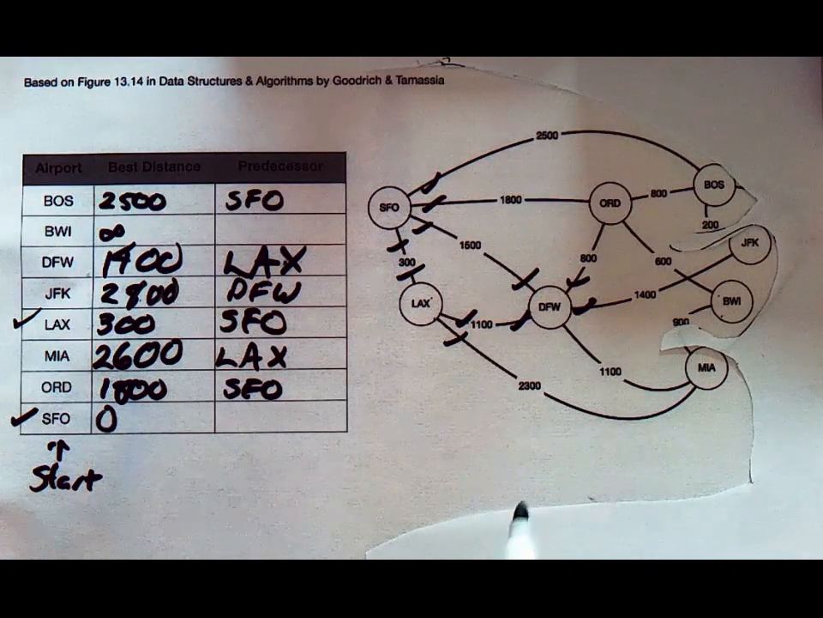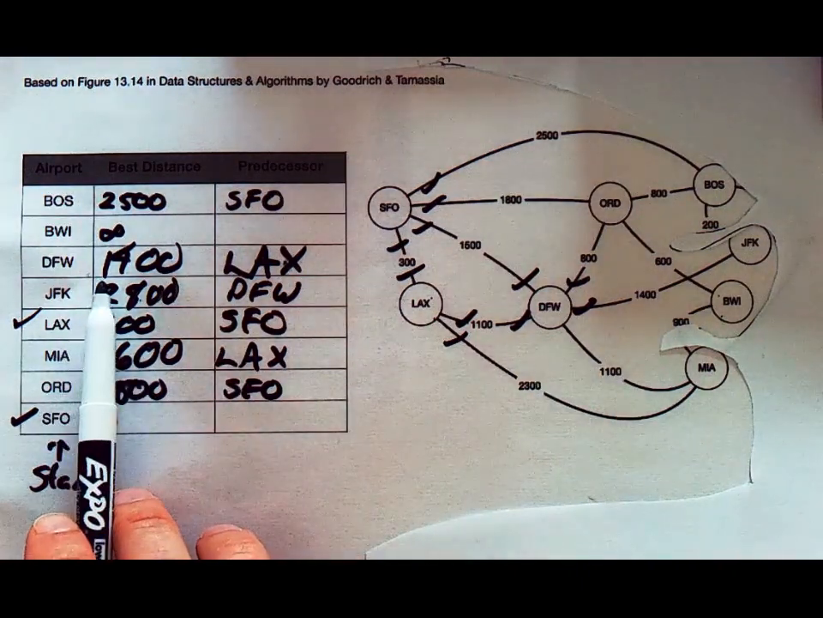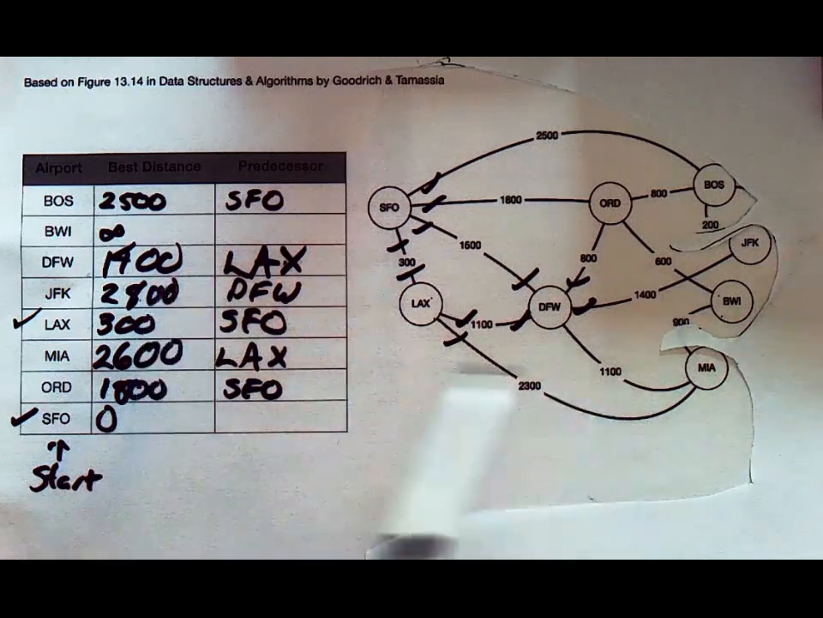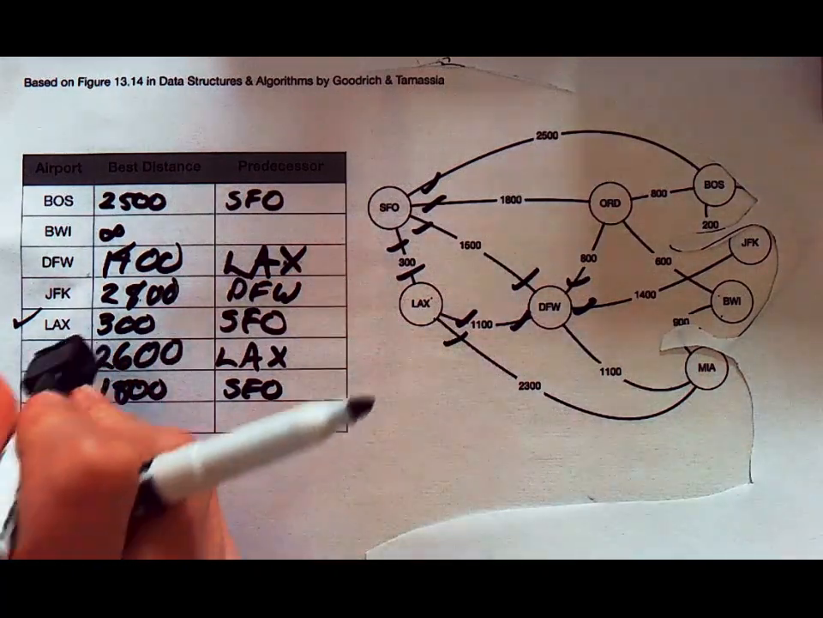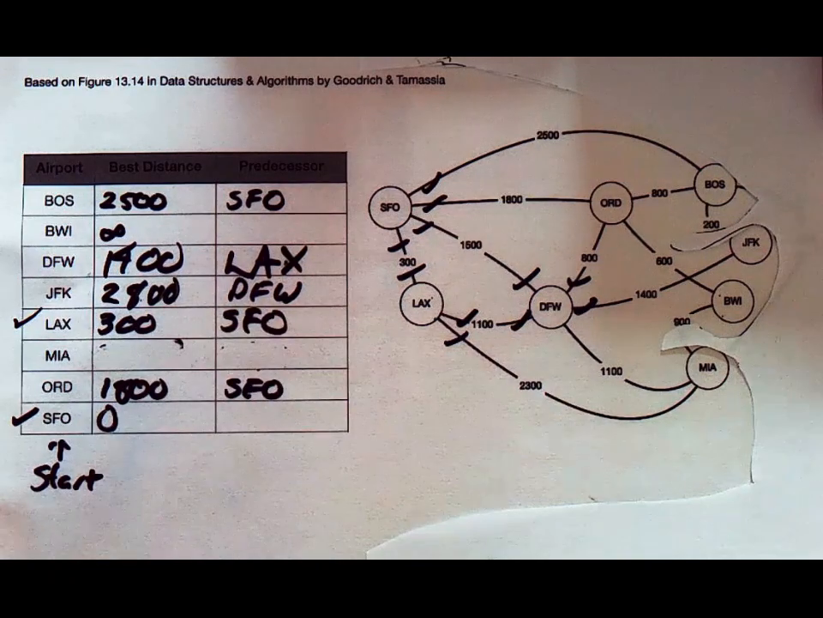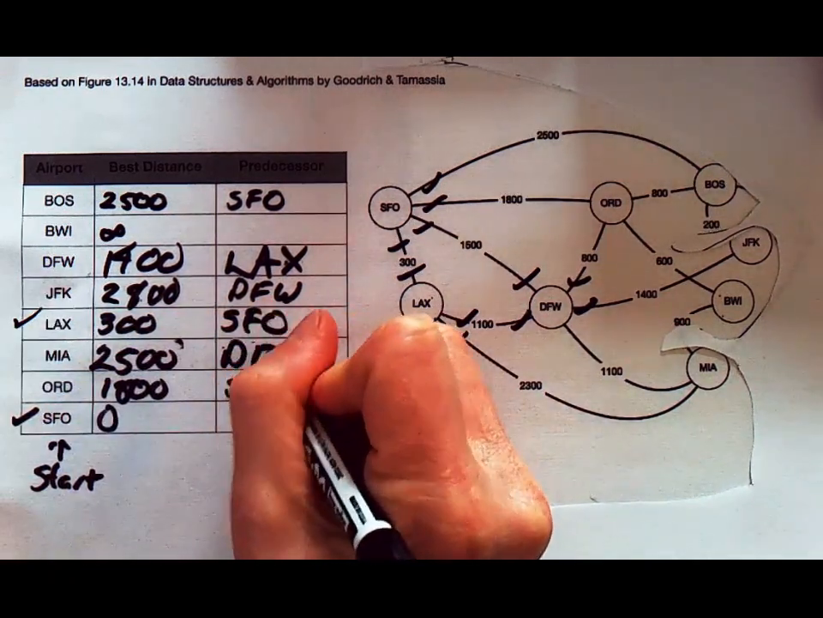And now we'll look at the outgoing path to Miami. So Dallas is 1,400 miles to travel, plus another 1,100 is 2,500 miles of travel to get to Miami. Oh, that is better than what we've already got, so we'll go ahead and update that as well. So 2,500 miles if we go through Dallas-Fort Worth.